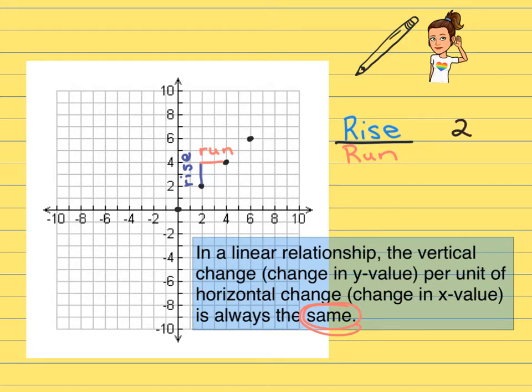On the x-axis, we have our run, which also shows a change in the x value. We start at a coordinate of 2 and we change to a coordinate of 4. That is a total change of 2. So we can write our ratio 2 over 2, or simplify the slope, 2 divided by 2 equals 1. So we would write that slope equals 1.